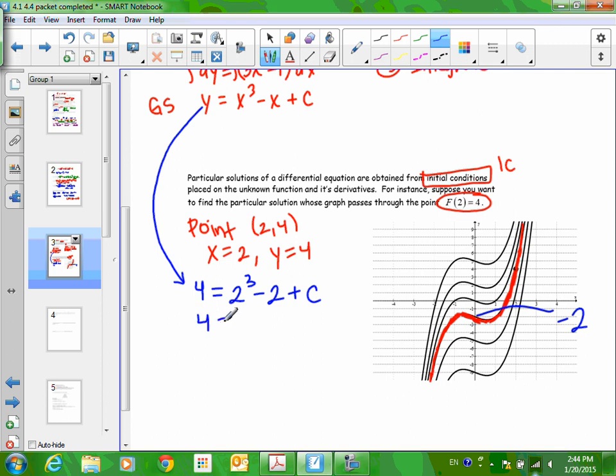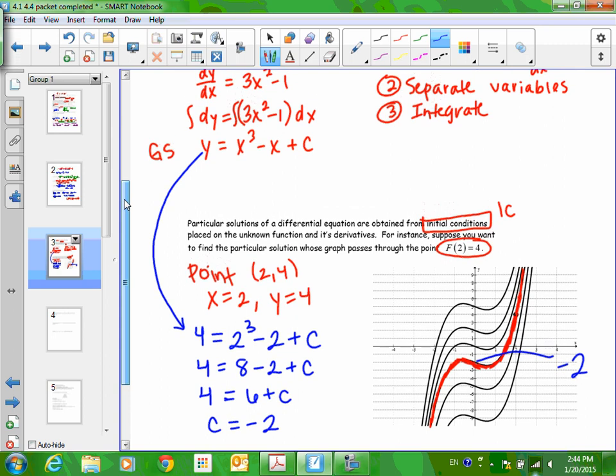And so 2 cubed, that would be 8. And 8 minus 2, that would be 6. This is all something you should be able to do without a calculator. And if I subtract 6, 4 minus 6 is negative 2. So this is how you figure out what the c value is algebraically. You plug in your initial condition and you solve for c.